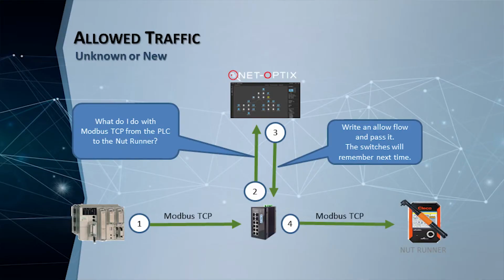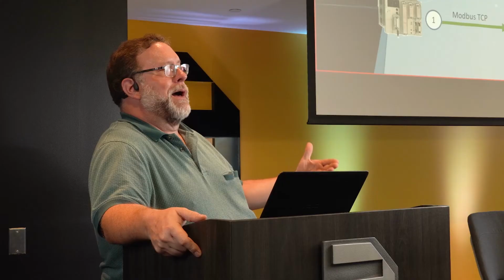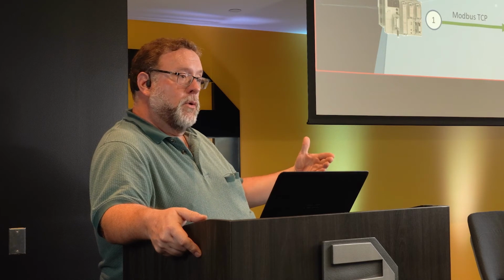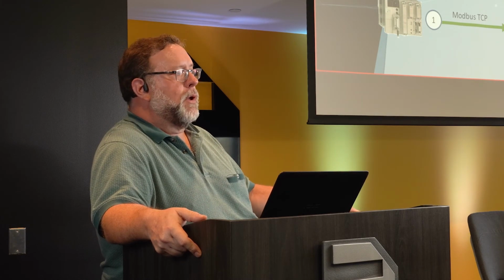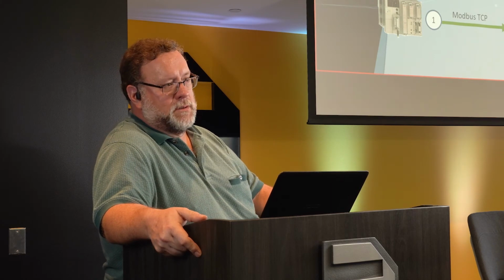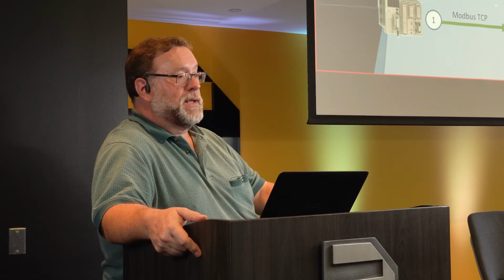So allowed traffic, we kind of talked about that, right? Allowed traffic that we've never seen before works like this. Controller tries to talk to the torque tool, the switch sees a packet come in, and the switch says, I have no flow that knows how to handle this, and sends that packet to the controller. Controller says, do I have any rule that allows this? If I do, it instructs the switch that traffic is allowed between those two endpoints on that protocol, and it writes a flow down to the switch. From then on, the switch will never ask it again.